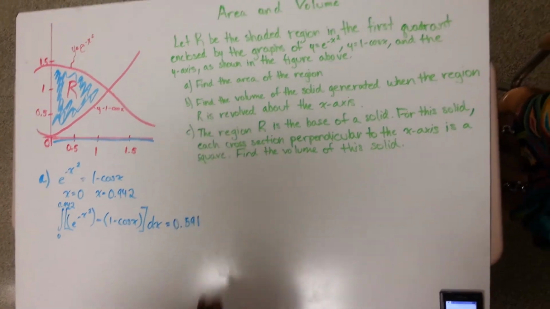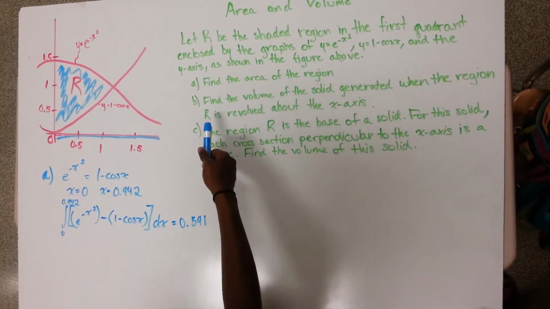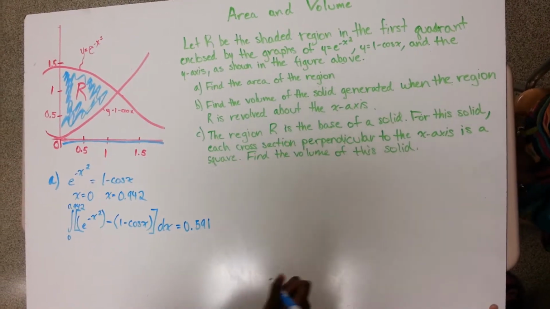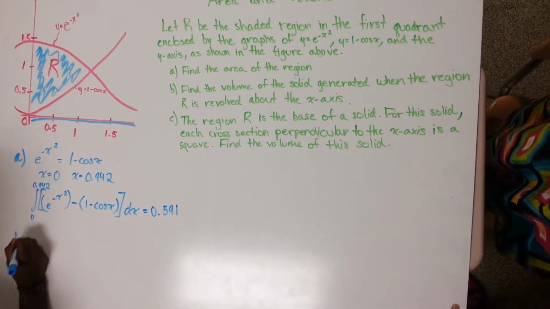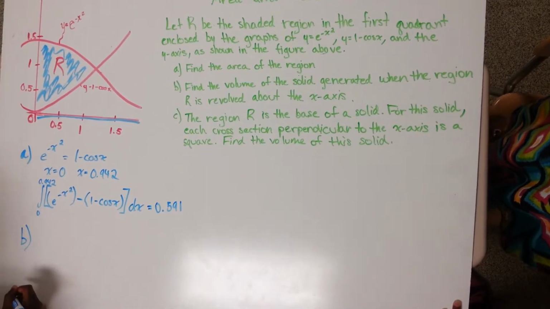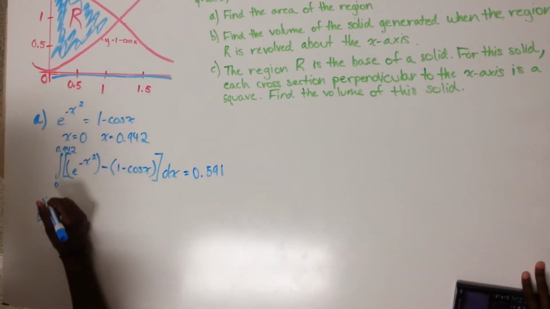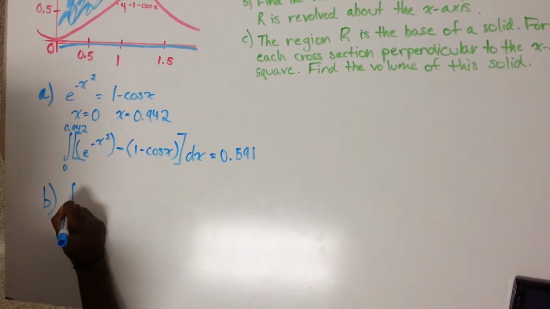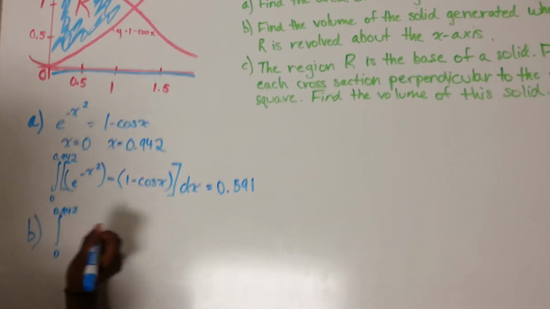Okay, now we're going to move on to part B. Find the volume of the solid generated when the region R is revolved about the x-axis. Alright, so what we're going to do, since it's still on the x-axis, we're going to use the same limits. So you have the integral from 0 to 0.942.